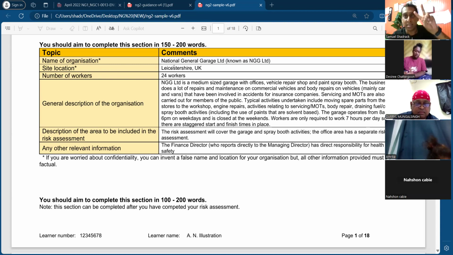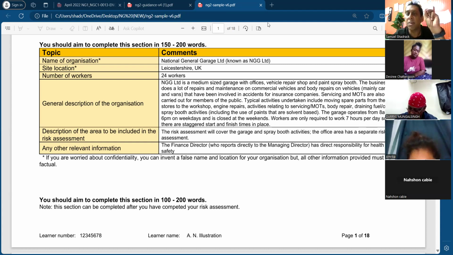So the next thing you're seeing, I'm still teaching, I'm gonna hold up the fingers. That was size and locations, so you're supposed to have 3 locations. The next thing you're supposed to put is the function of the business. If you just follow the line, you'll get it right anyway. So the function is, if you read this, the business does a lot of repairs and maintenance on commercial vehicles and body repairs on vehicles, mainly cars and vans that have been involved in accidents for insurance companies. Servicing and maintenance are also carried out for members of the public.